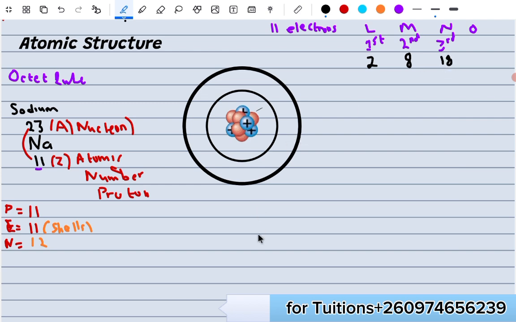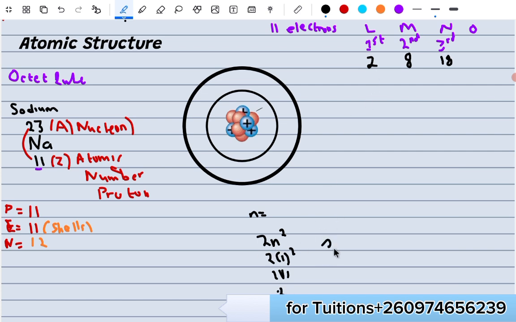We use this formula, 2n squared. So n is the shell number. For shell number 1, you put a 1 for n because that's the first shell. 1 squared is 1, and 1 by 2, that's how you get these 2 here.